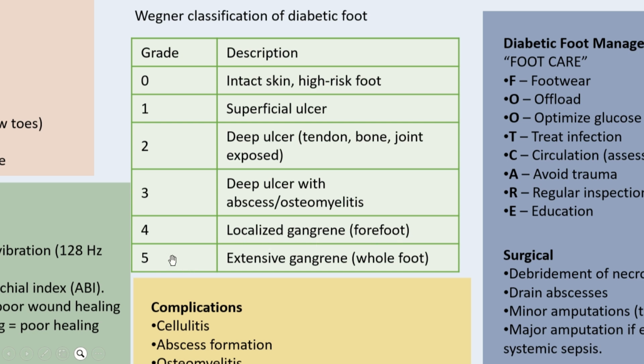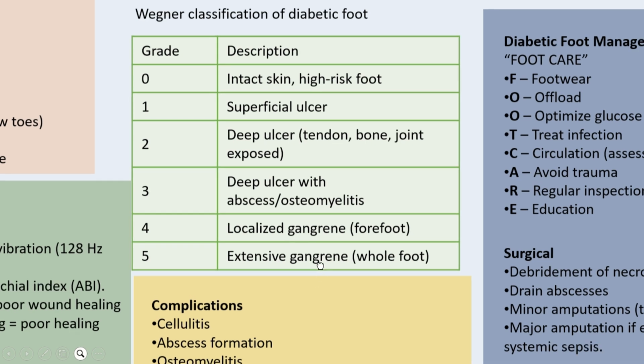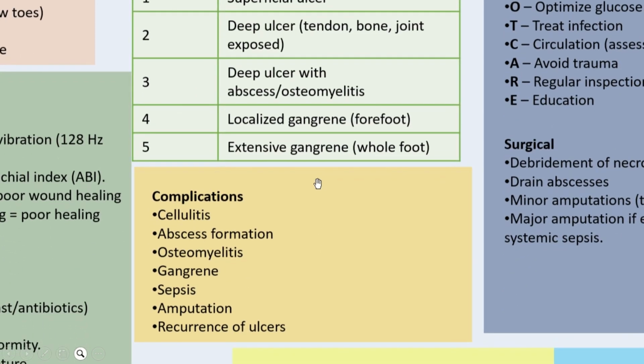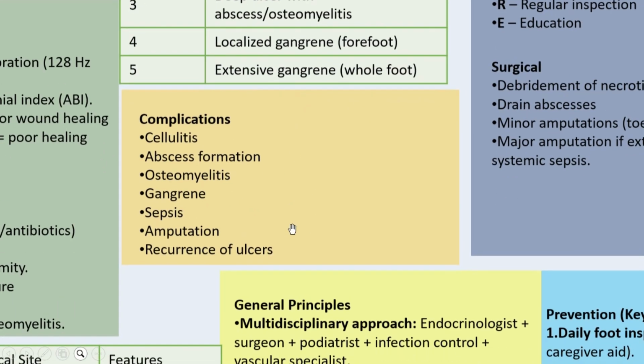And then grade 5 is when we have extensive gangrene, whereby the infection has spread through the different fascia layers of the foot, and it is spreading. That is grade 5. So we have the complications of diabetic foot, and that is cellulitis, abscess formation, osteomyelitis, gangrene, sepsis, amputation, and recurrence of the ulcers.